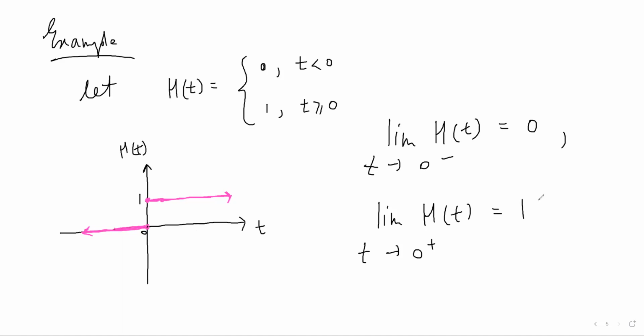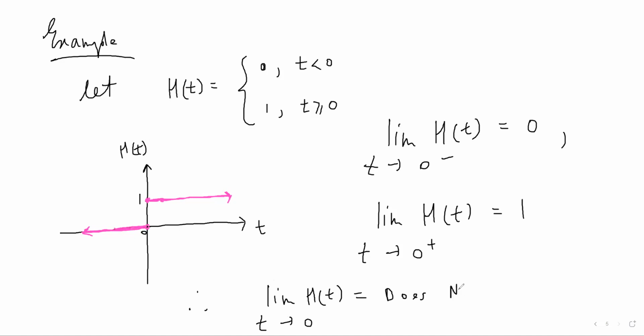So the left-hand limit and the right-hand limit of this function are not the same, meaning that the total limit of this function does not exist. If the left-hand limit of the function is different from the right-hand limit, then the total limit doesn't exist. So we say the total limit of the function h of t, when t approaches 0, and you see that it's the total limit because there's no plus or minus to the top right of 0. So we say that the total limit does not exist.